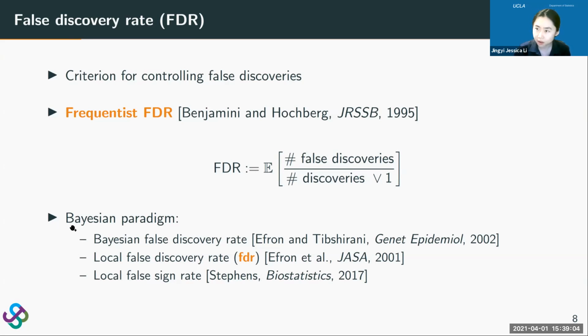In parallel, under the Bayesian paradigm, we have the Bayesian false discovery rate, the local false discovery rate, and the local false sign rate. For these criteria, we are basically conditioning on our data, and then we want to calculate the probability of making false discoveries. In my talk today, we will focus on the frequentist FDR.